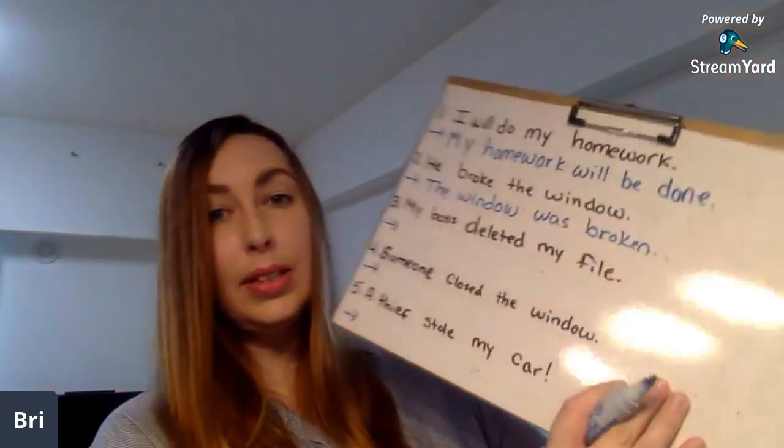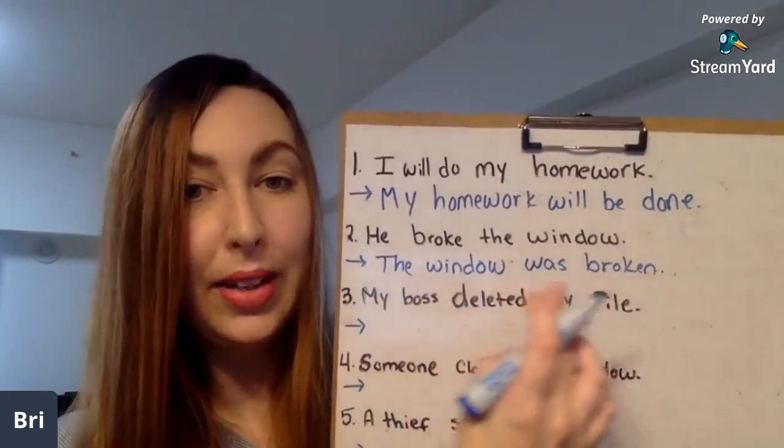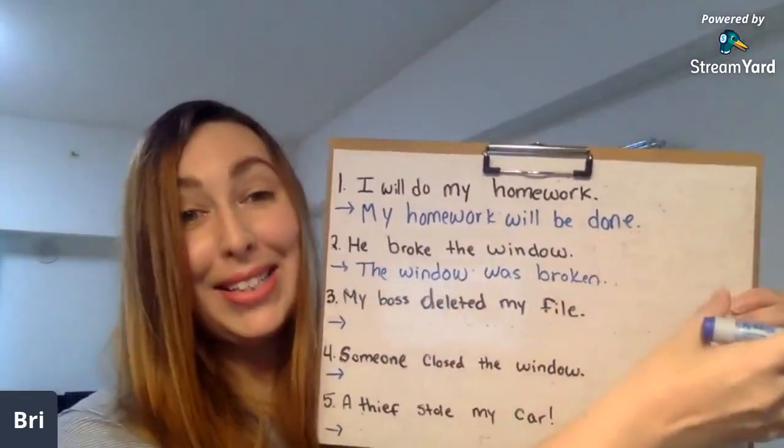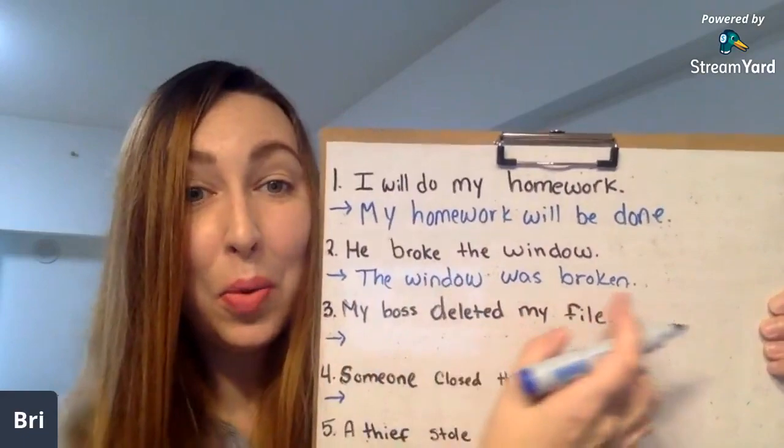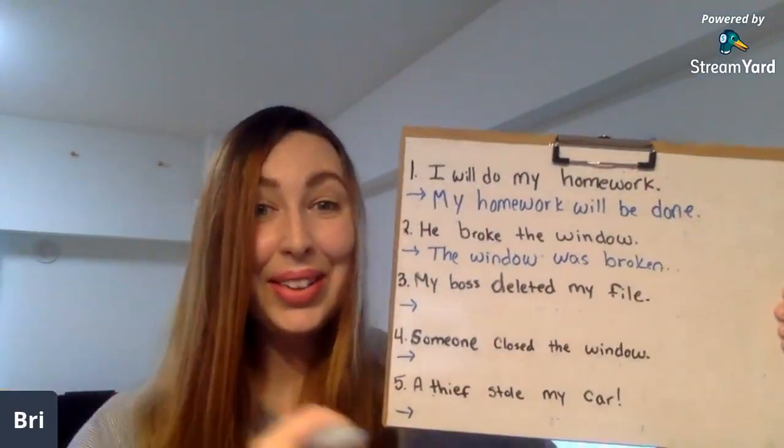So again, we're going to take our object and make it our subject. So the window, and we're going to take the to be verb in the correct tense. The window was broken. The window was broken. Very good. By him, by someone, right? The window was broken. Oh no.